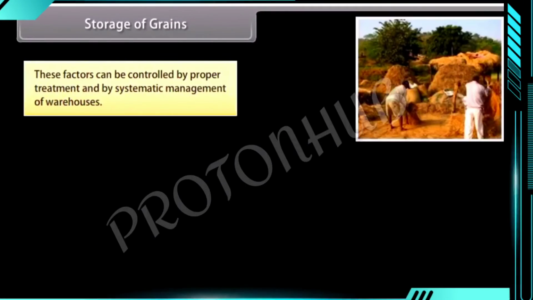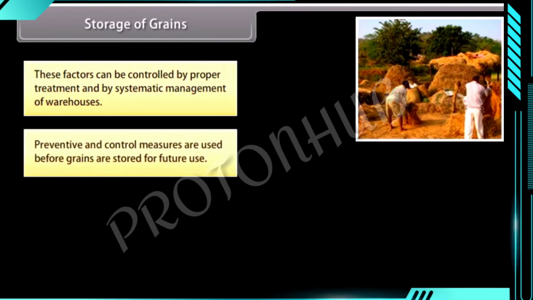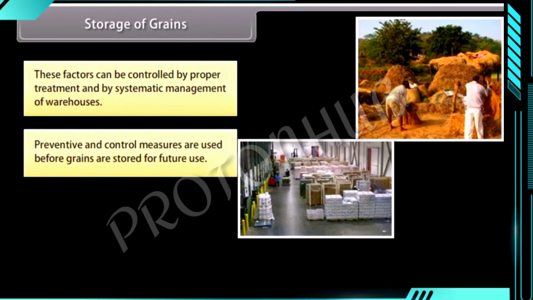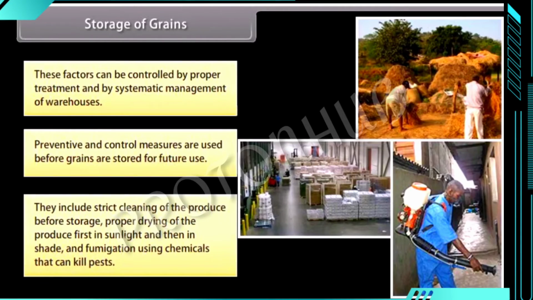I should tell you that these factors can be controlled by proper treatment and by systematic management of warehouses. Preventive and control measures are used before grains are stored for future use. They include strict cleaning of the produce before storage, proper drying of the produce first in sunlight and then in shade, and fumigation using chemicals that can kill pests.